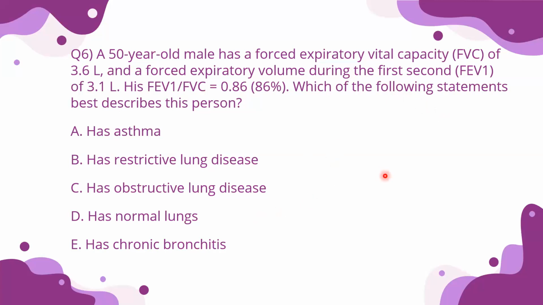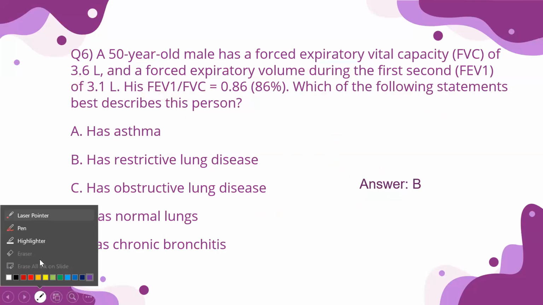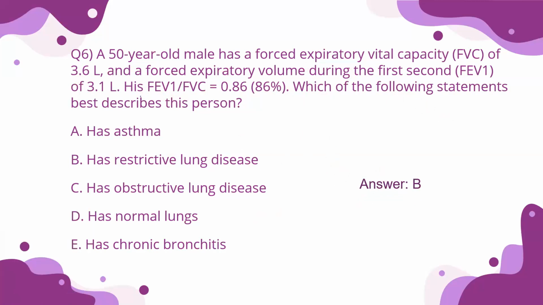Yes. So for this question, the answer is actually B. Why is that? Your focus has to be on this ratio right here, the FEV1 to FVC ratio. This is going to help you so much in figuring out the pathologies. Right now, it is 86. The normal value is 80.